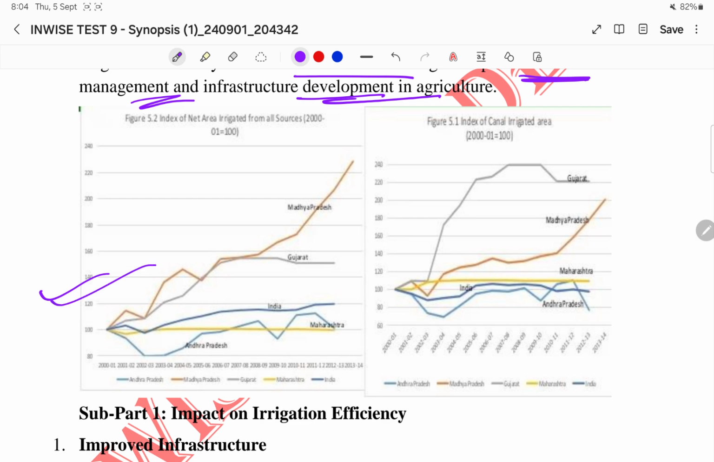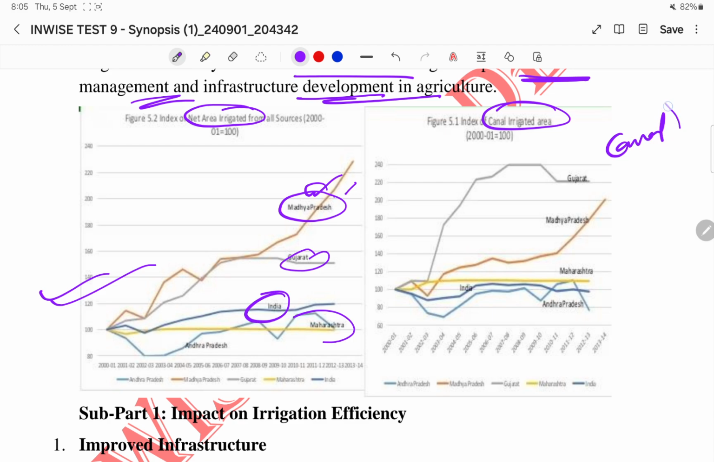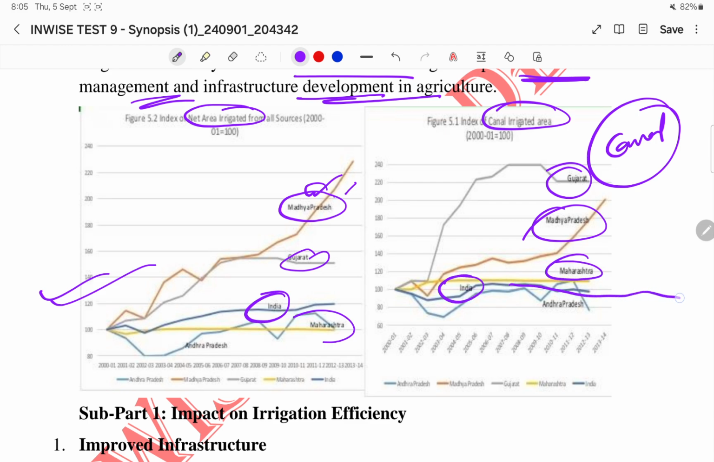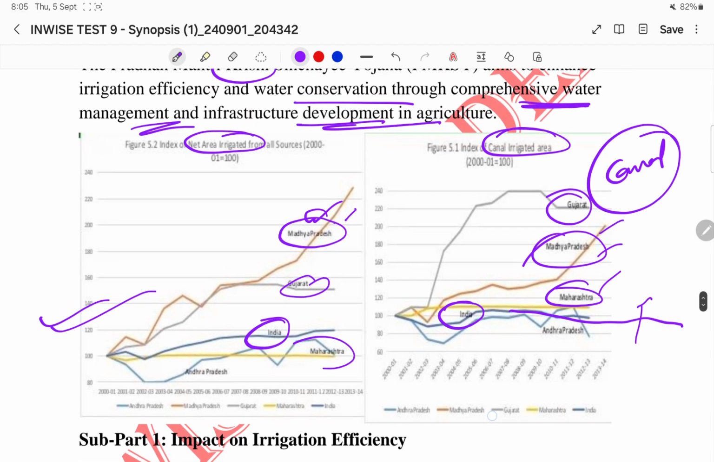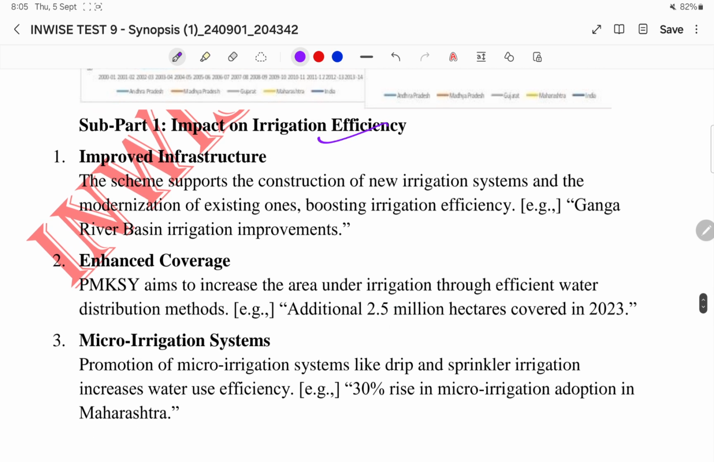So these are the diagrams, with respect to states actually. See, in Madhya Pradesh the net irrigated area is this much, right? It is compared with India, Gujarat and Maharashtra. So Madhya Pradesh has the highest net irrigated area. If you take canal irrigation, canal irrigation is highest in Gujarat, then Madhya Pradesh, then Maharashtra, and then the Indian average. The average is at this level, and above average are Gujarat, Madhya Pradesh and Maharashtra, right? Okay, fine.